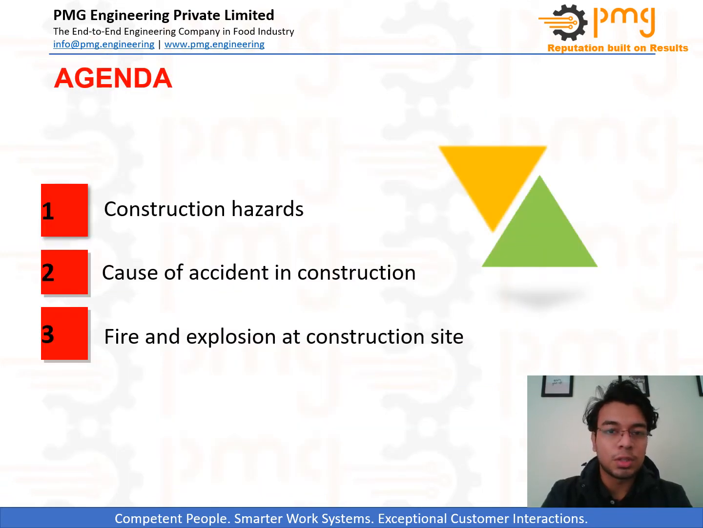We have three agendas to fulfill in this lecture. First is construction hazards. Here I will point out six major hazards involved in the business. Second, I will briefly explain the most common causes of accidents, and last but not least, I will discuss the risk of fire and explosion at a construction site.